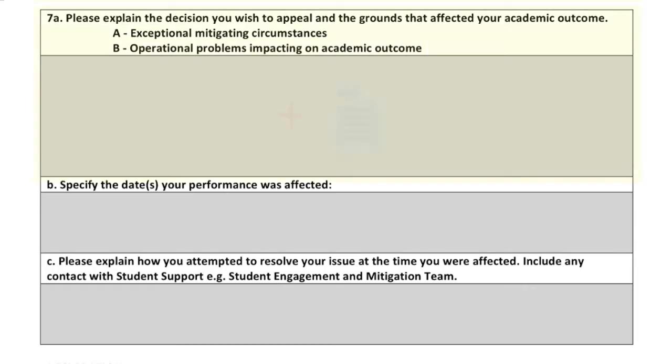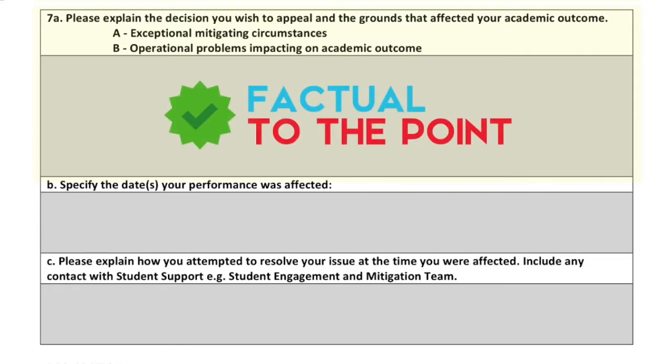Don't be fooled by the size of the box on the form. It isn't enough to write a sentence here. You will need to fully explain what happened and how this affected your academic outcome. It's important to keep it factual and to the point.